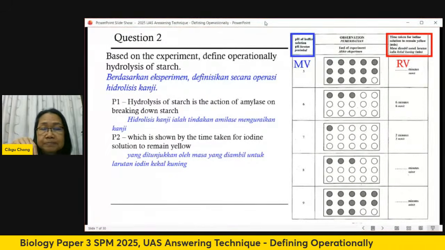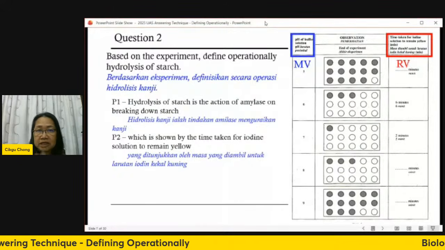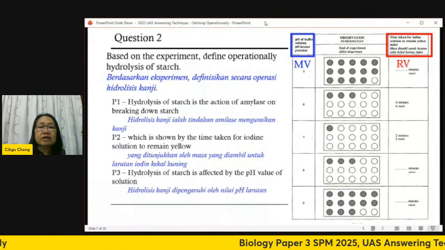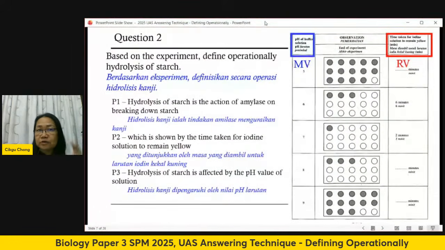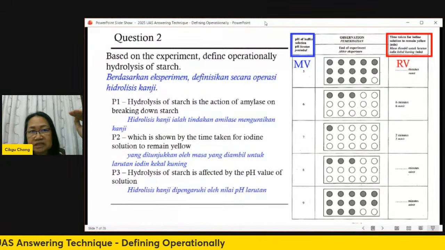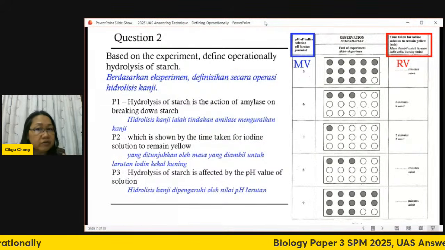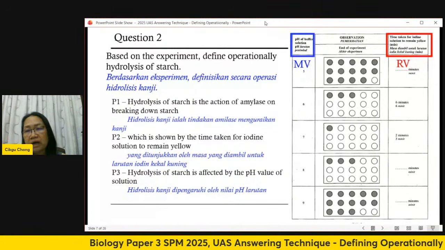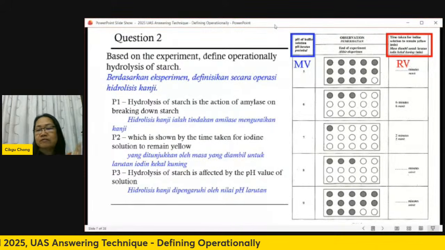And your third point, what's the third point? The third point is hydrolysis of starch is affected by the MV. What is MV? MV is the pH value of the solution. Okay, see, can you catch on or not? On the first point, you must say, what is it? X is something, something, something. Second point, it is shown by the RV. Third point, it is affected by the MV. Okay, clear? Right. 2 experiments. Let's go on. We've got 8 more to go.